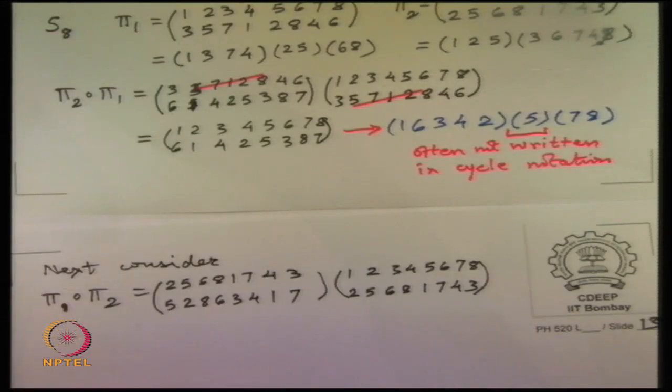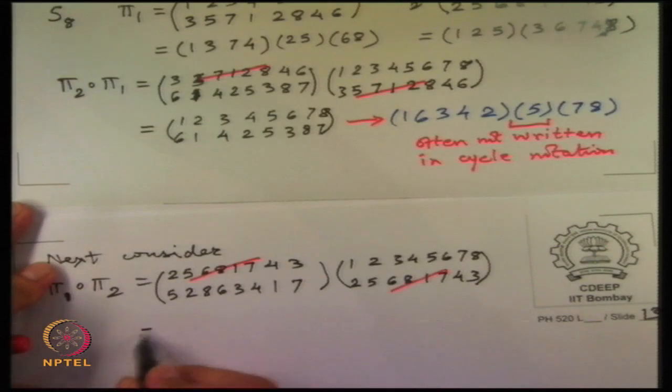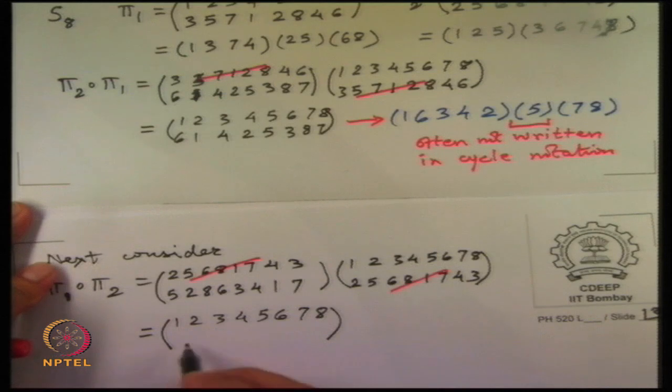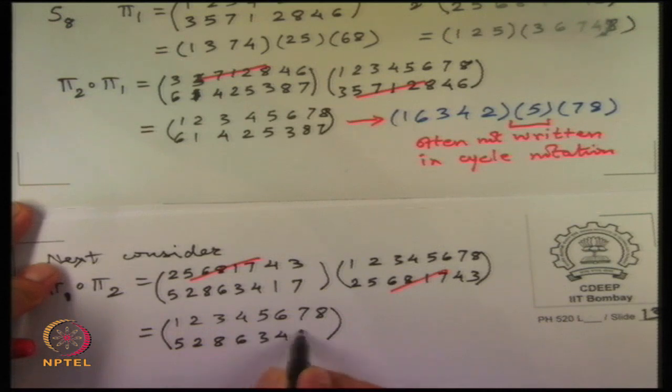Now we cancel out the commons, and we get the answer 1 2 3 4 5 6 7 8. Actually, the 8 is picked so that if you take a smaller thing, you can work with 5 also, but sometimes it looks accidental and you begin to repeat things. So it is better to have a lot of elements around. So it becomes 5, 2, 8, 6, 3, 4, 1, 7.